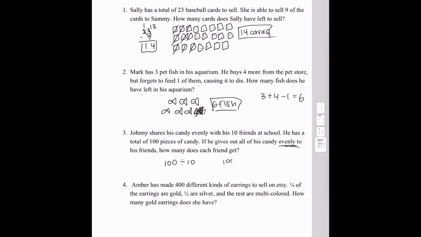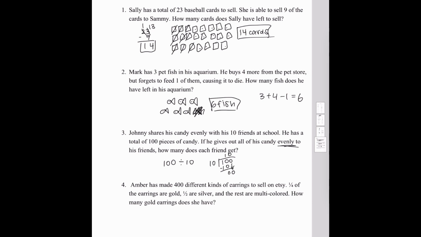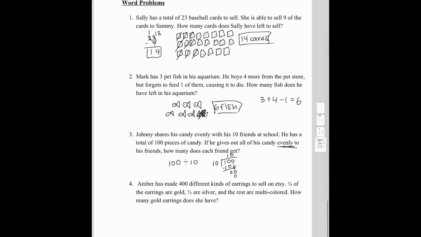So if we do long division, 100 divided by 10, how many times does 10 go into 1? It doesn't go into 1 any times, so you move on. How many times does 10 go into 10? Once. So you add a 1 above the 0. 10 times 1 is 10. 10 minus 10 is 0. And then bring down the 0. How many times does 10 go into 0? 0 times. So you add a 0 up there. 10 times 0 is 0, and you have no remainders. So your answer would be 10 pieces of candy each.